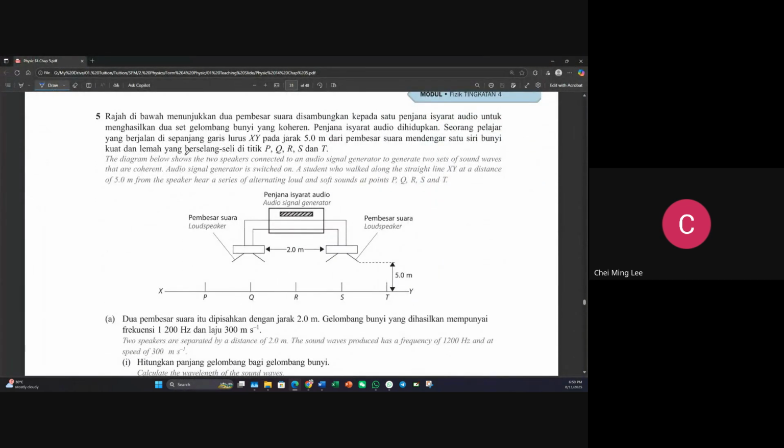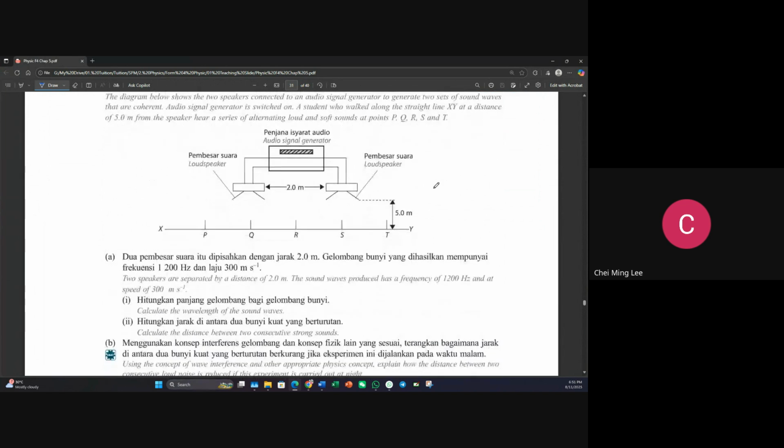The diagram below shows two speakers connected to an audio signal generator to generate two sets of sound waves that are coherent. The audio signal generator is switched on. A student who walks along the straight line XY, at a distance of 5 meters from the speakers, hears a series of alternating loud and soft sounds at points P, Q, R, S, T. The two speakers are separated by a distance of 2 meters. The sound wave produced has a frequency of 1200 hertz with a speed of 300 meters per second. He wants you to calculate the wavelength.